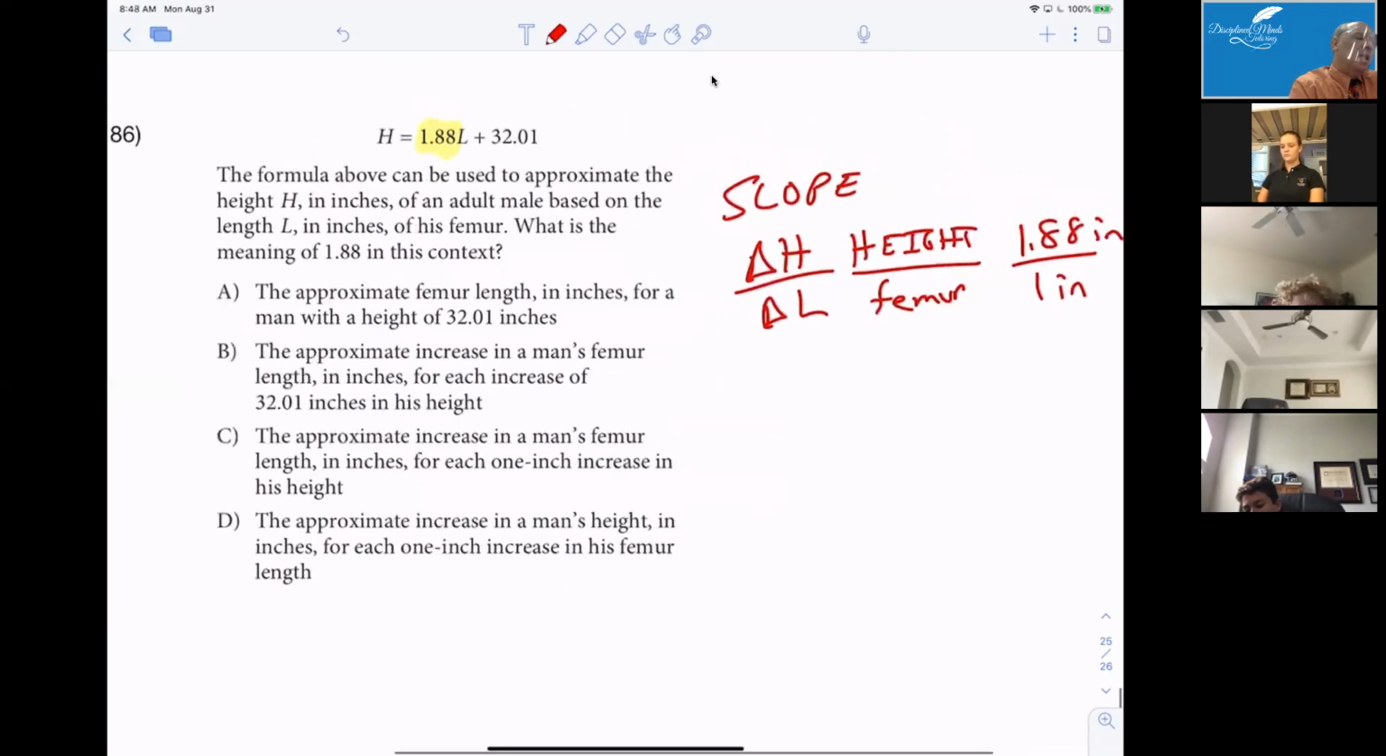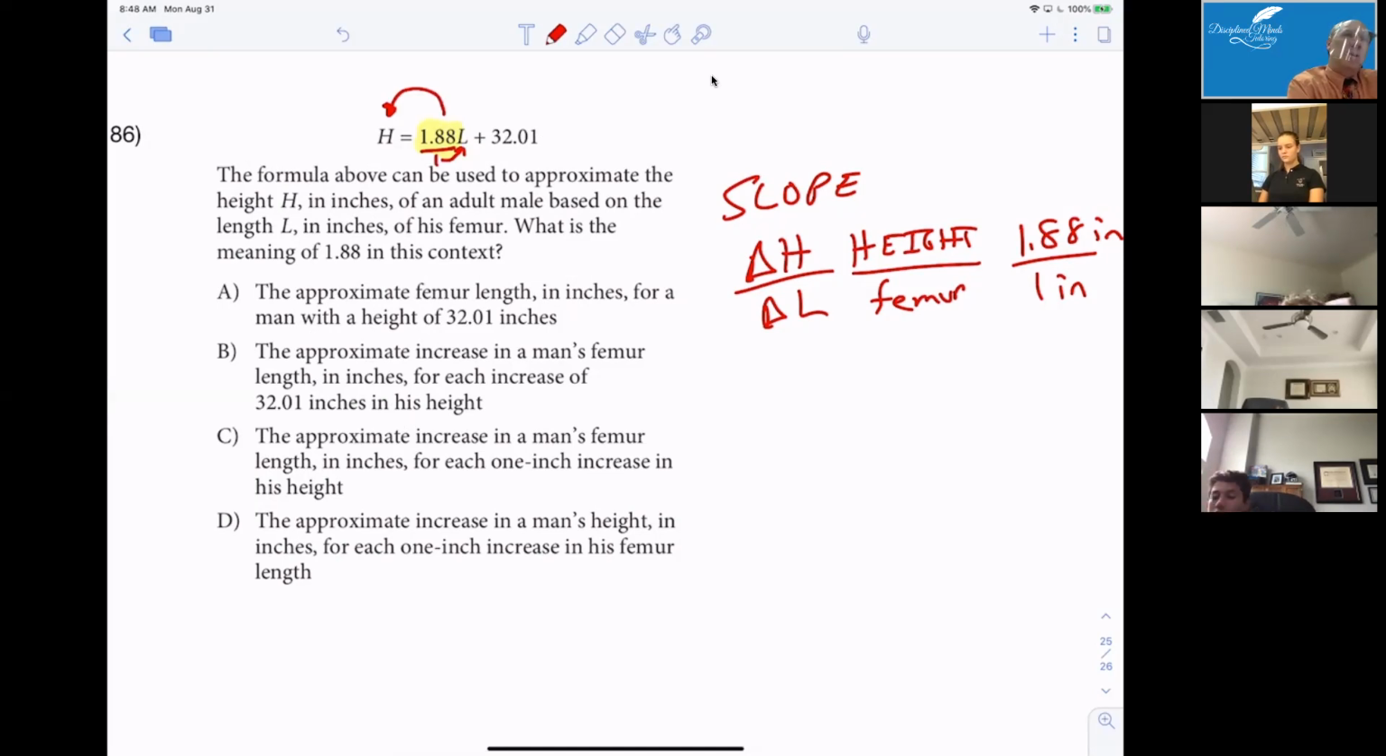Now, what mistake do most kids make? They say 1.88 L, and they automatically just say that's the change in the length of the femur. But it's not. The 1.88 corresponds to what? The change in the height. This over 1 is the change in the length of the femur. So the correct answer is what?